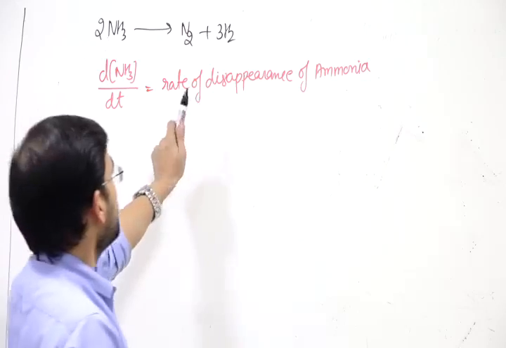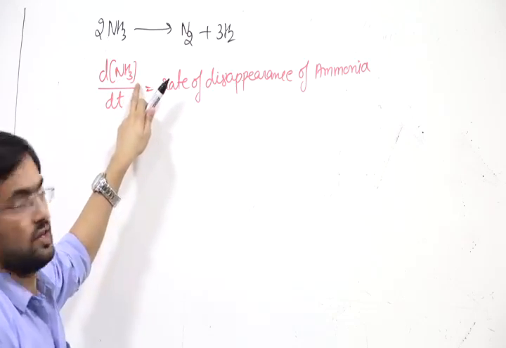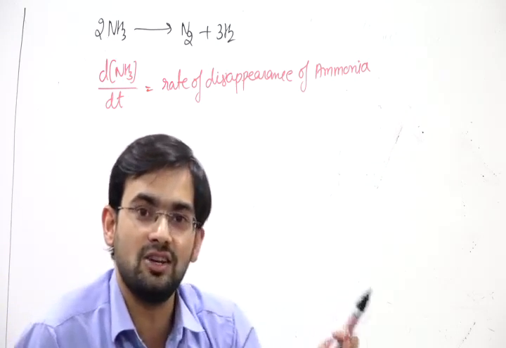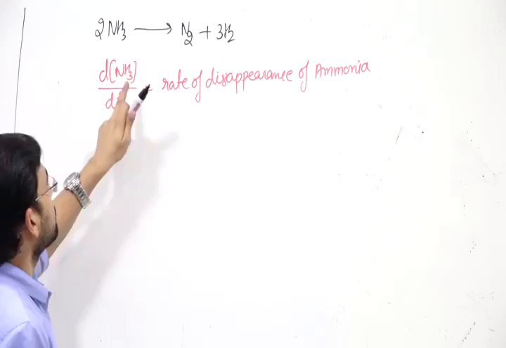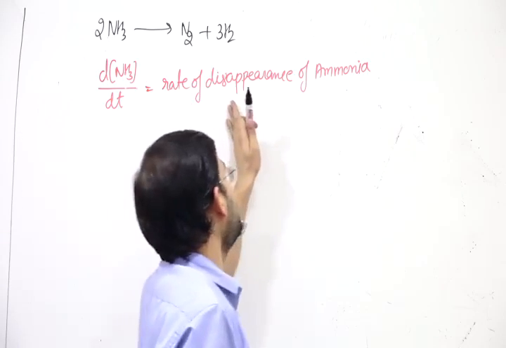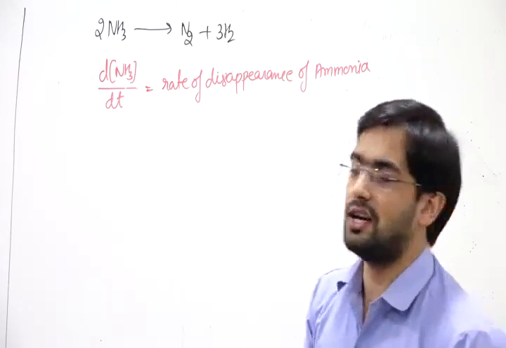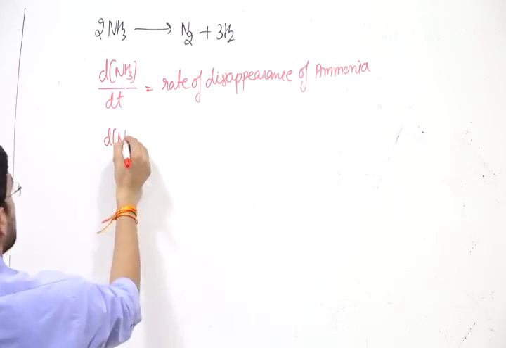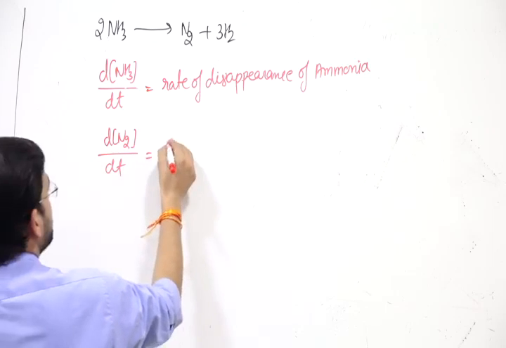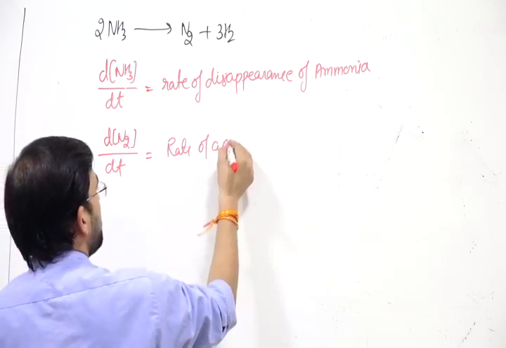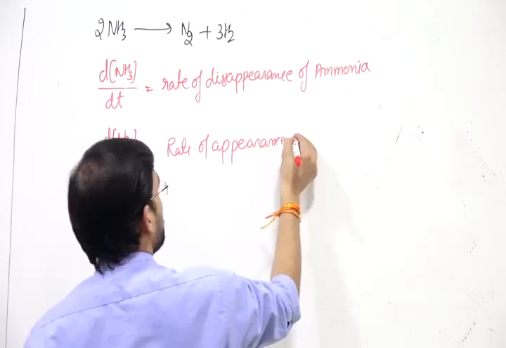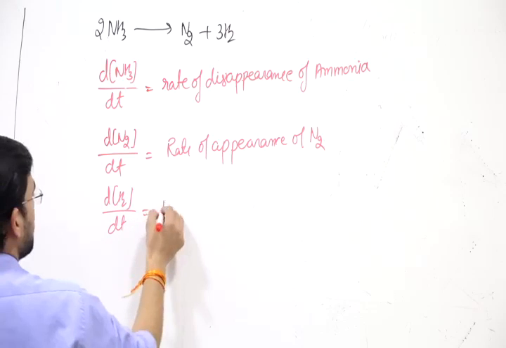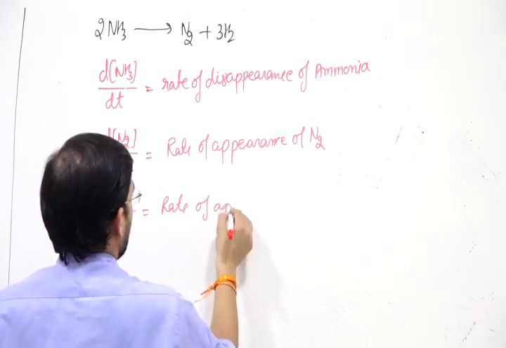The reason is that change means final minus initial. Reactant final concentration will be lesser than the initial concentration because it's a reactant. So this value will come negative. But velocity cannot be negative. So we call it rate of disappearance. If I want to write for N2, d of N2 by dt will become rate of appearance of nitrogen. Then d of H2 by dt will be known as rate of appearance of H2.